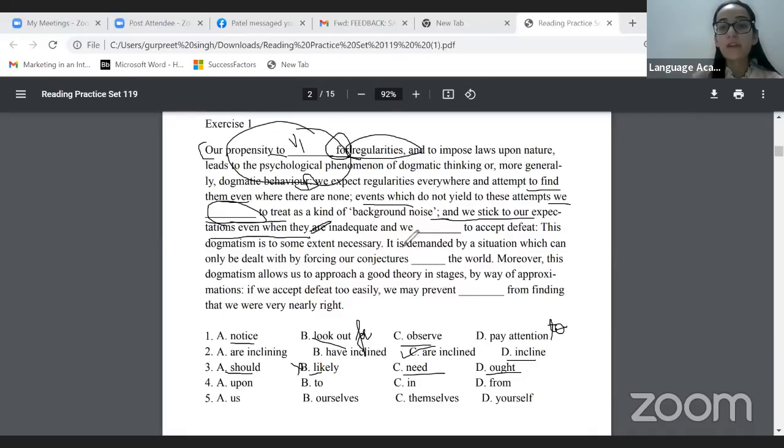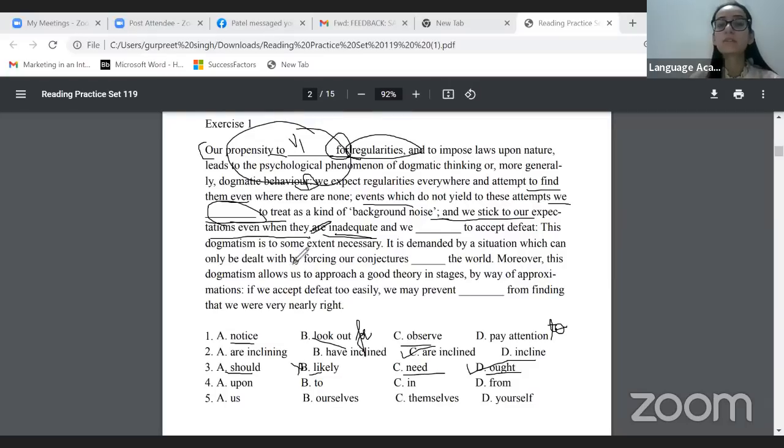They say, when we stick to our expectations, even when they are inadequate. Inadequate is a negative word. It means we don't leave our expectations even when they are not complete. They are inadequate. And we ought to accept defeat. That means we have to accept defeat. It's not the need to accept defeat. We have to because our expectations are inadequate. So have to or must, the better academic way of saying have to or must is ought to. That's the most academic version of have to or must do something.